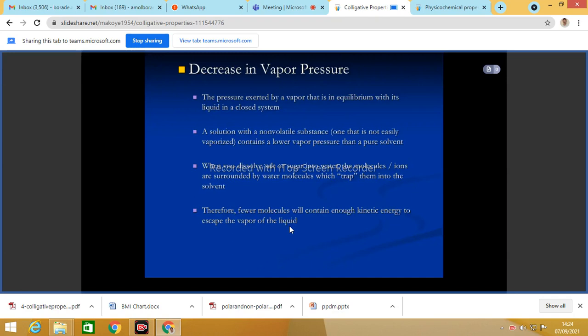Now, what you have to consider? In the next example, we are going to take the boiling point of water and elevation of boiling point. Here, decrease in vapor pressure means that whatever vapor pressure the water has, when a certain solute is added into the original water, the original vapor pressure will decrease. Now the water would not get evaporated easily.